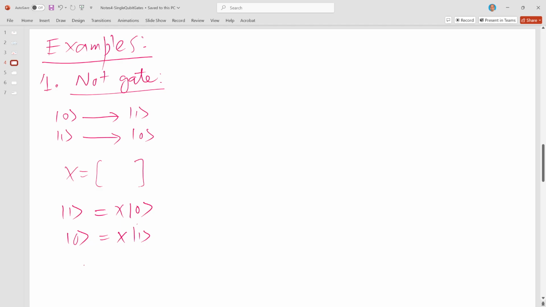Now, the 0 state is the column vector 1 0 and the 1 state is 0 1. So it means that this matrix X has to be such that when it is operated on this, we get 0 1, and when it is operated on this, we get 1 0. So you can easily verify that this is the matrix that can do this job.